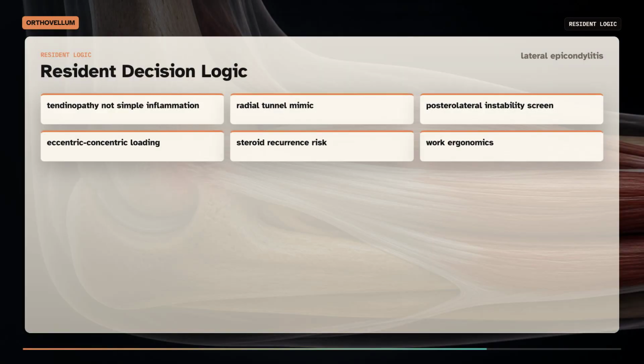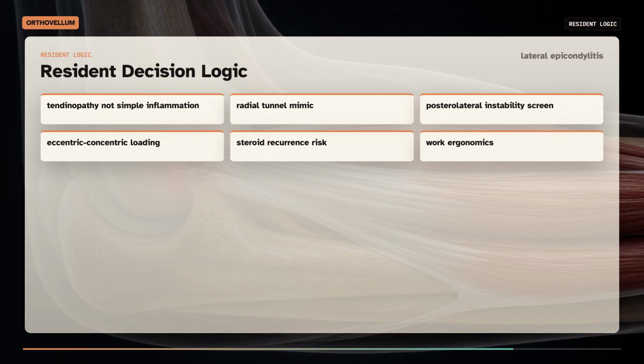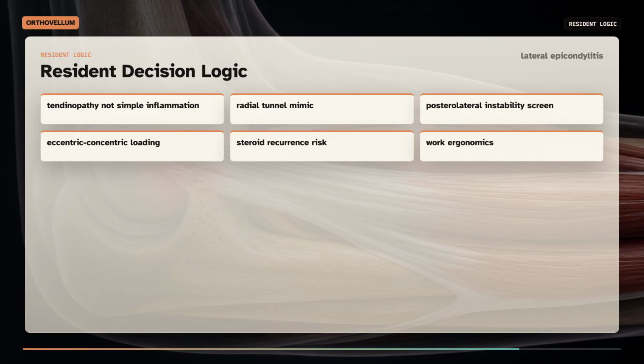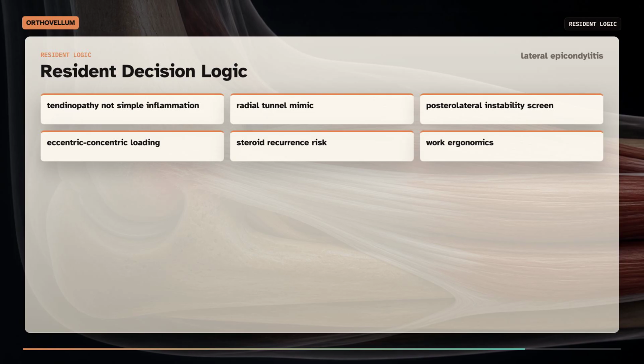Resident-level pearls: tendinopathy not simple inflammation, radial tunnel mimic, posterolateral instability screen, eccentric concentric loading, steroid recurrence risk, work ergonomics. Always name the differential diagnosis before falling in love with the first diagnosis. Always ask whether the proposed treatment matches the biology, the mechanics, the time course, and the person in front of you. If the story is atypical, slow down. Atypical pain deserves a wider lens.